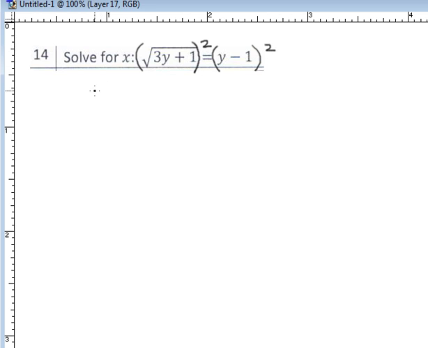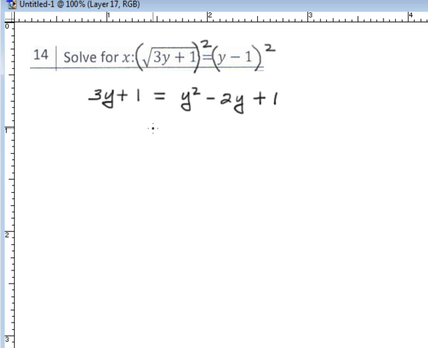So on the left we get 3y plus 1. And on the right we have y minus 1 times y minus 1. That's y squared. In the center we have minus 2y and plus 1. Okay, so let's put this quadratic in standard form.